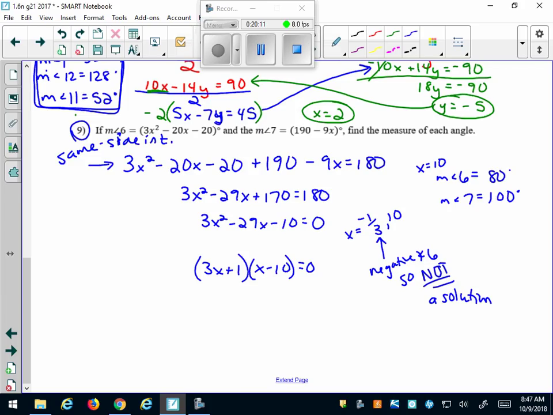You have to factor. It turns out you have two solutions here, and one of the solutions is negative 1/3, and the other one is 10. We plug in negative 1/3 for the measure of angle 6, and it turns out that the measure of angle 6 is negative. So negative 1/3 cannot be considered an actual solution to this problem. So we have to use 10, and when we plug in 10, there's the answers we get.